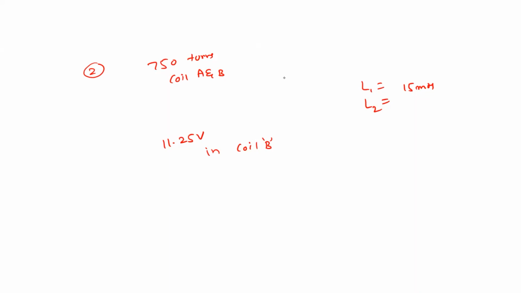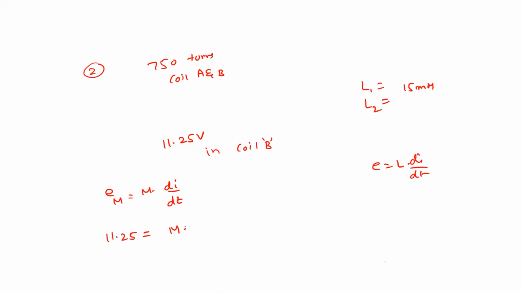Right. So what is given? The mutually induced EMF is given, right? So that is given. Mutually induced EMF E equal to L into di by dt. Similarly, EM equal to M into rate of change of current. Agree? So here this EM is given, so that is 11.25 volts.